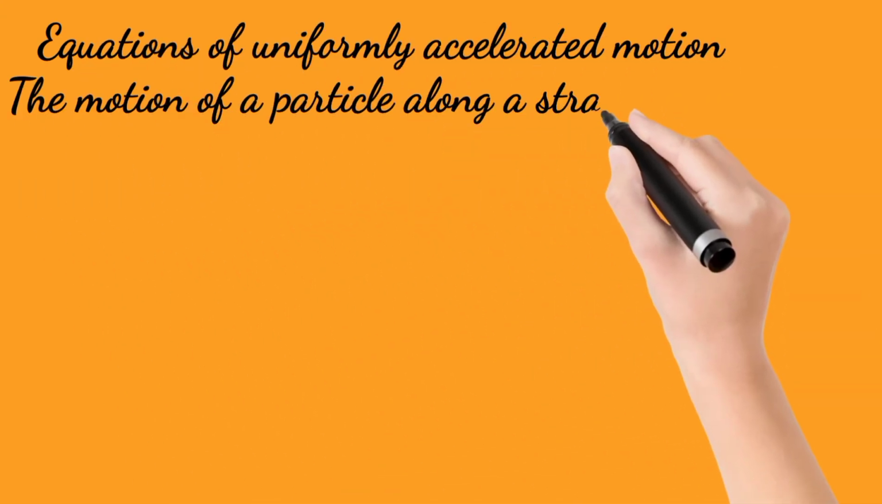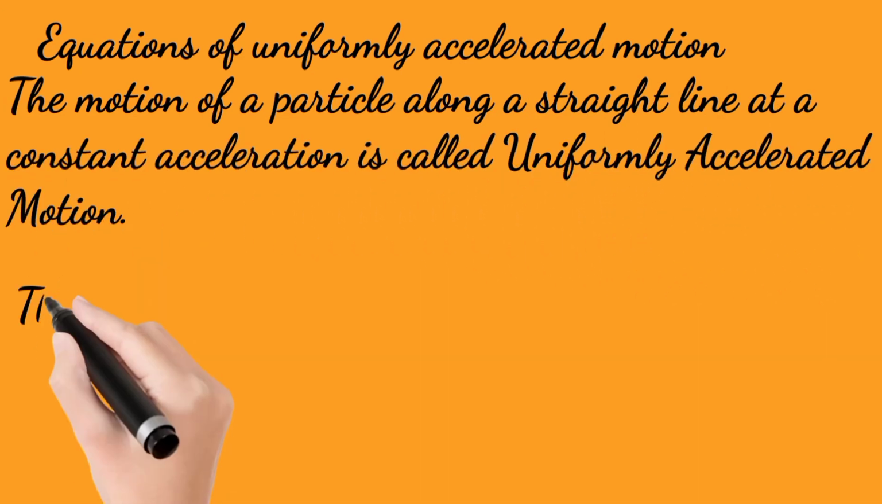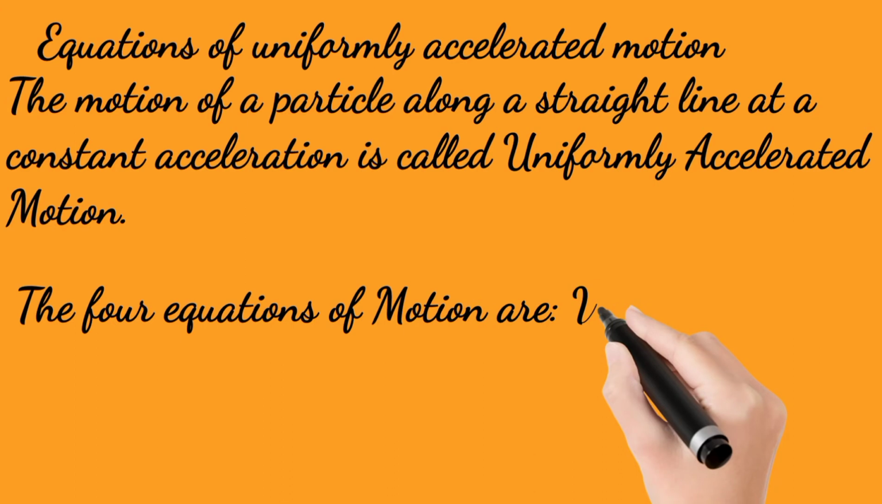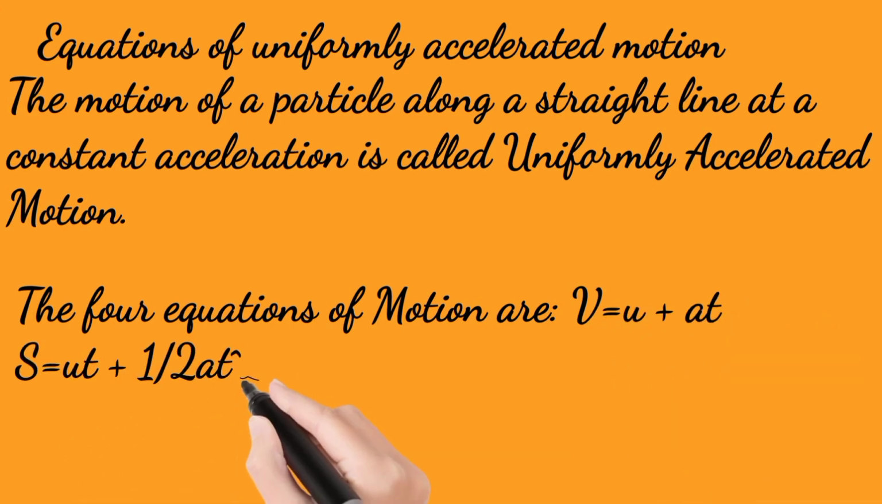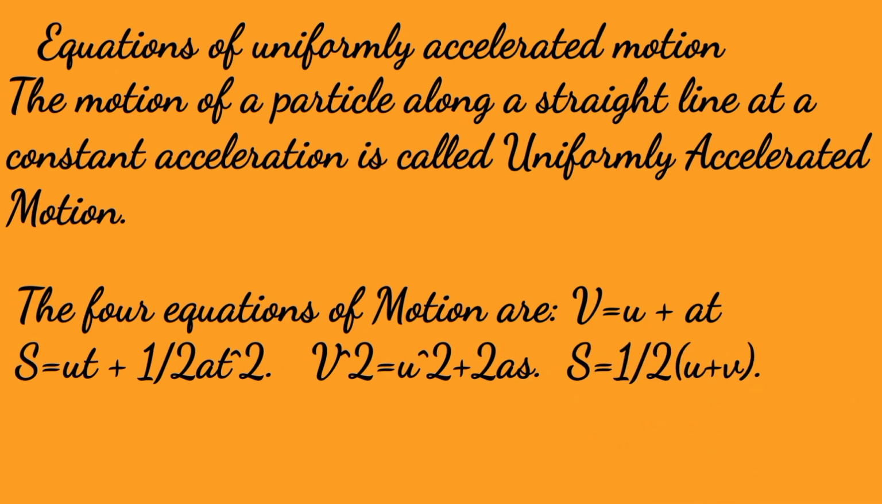So let's look at equations of uniformly accelerated motion. The motion of a particle along a straight line at a constant acceleration is called uniformly accelerated motion. The 4 equations of motion are v equals u plus at, s equals ut plus half at squared, v squared equals u squared plus 2as, and s equals half (u plus v) t. Take notes. v here is the final velocity, u is the initial velocity, a is the acceleration, and t is time. s is displacement, please. s is not distance. So take note.